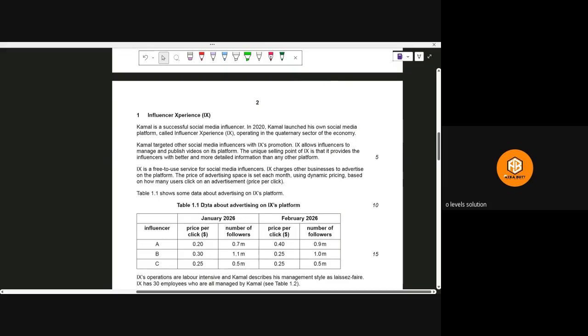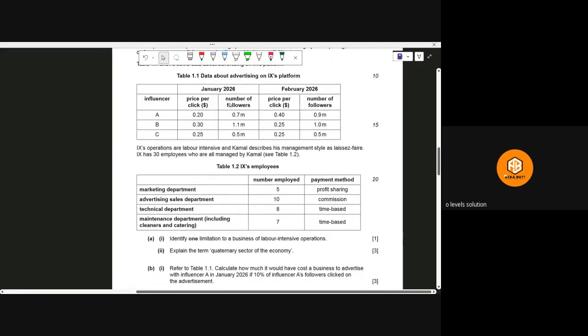Then there's data provided. Table 1.1, data about advertising on IX platform. So we have three influencers here, influencer A, B, and C, and they show the price per click and the number of followers they have. And as you can see, in the very next month, the price has changed and the number of followers has changed as well.